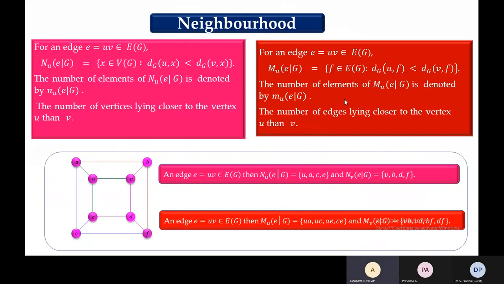And here, with an illustration, you will be able to understand. I take edge e is equal to uv, and N_u, that is the set of all vertices closer to u than to v, are going to be a, u, c, and e. Similarly, for edges, you will get ua, uc, ae, ce. They are the edges which are closer to u than v.